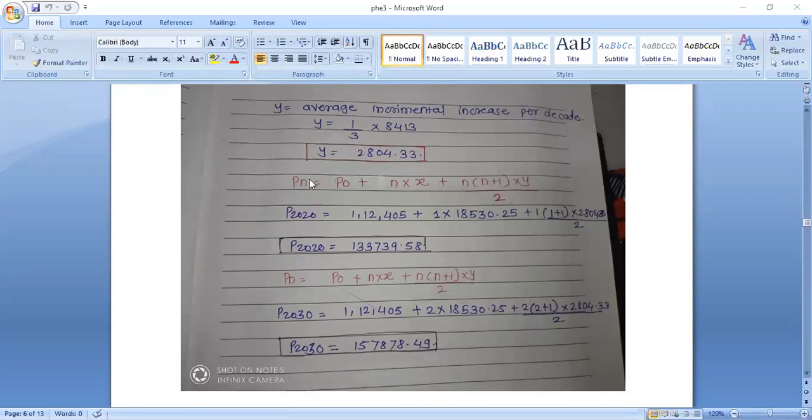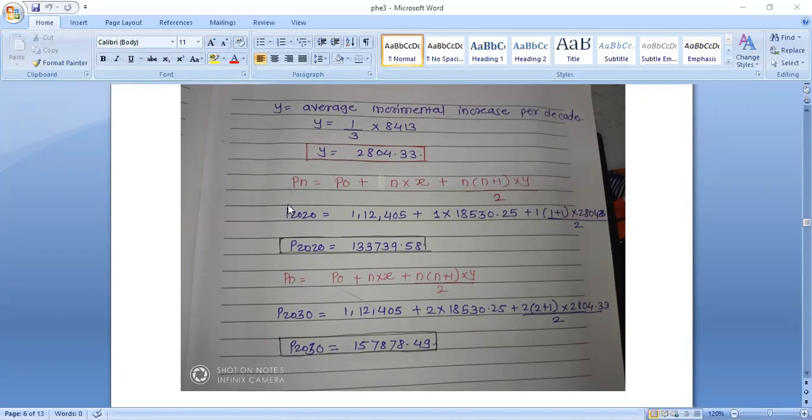Here Pn means we have to find out the population for 2020. Then P0 means the population for previous 10 years, that is the population of 2010. Then n means number of decades. Then x means average increase in population. Then y means average incremental increase in population.